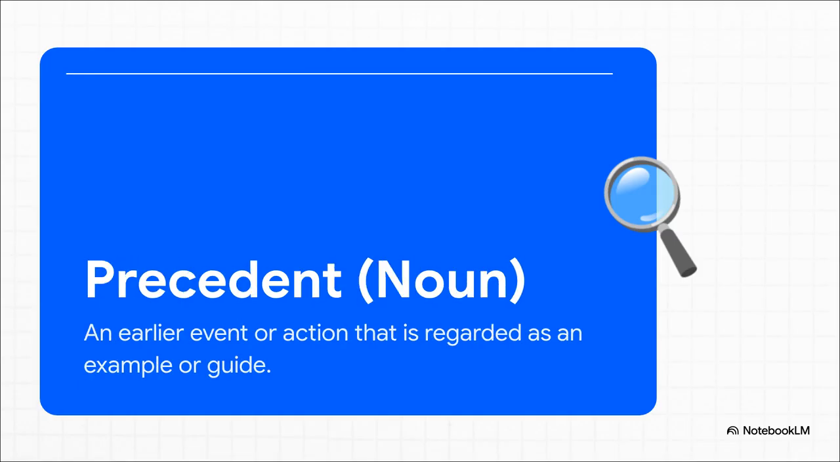Now, precedent. This is so important for those history and social studies passages. A precedent is basically a past event that sets the rule book for the future. It's an example that guides how similar situations are handled later on. Think about how Supreme Court decisions set legal precedents for years to come.